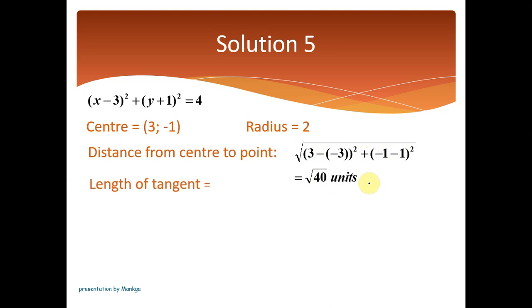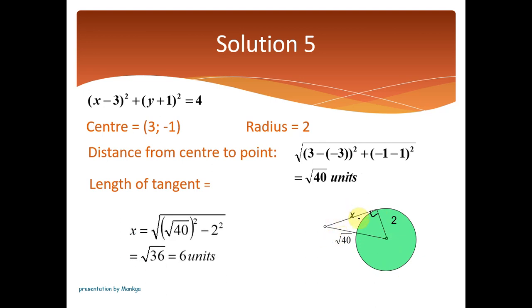Secondly, the length of the tangent. The length of the tangent would be x. So this should be 90 degrees. This one is the radius. This is the point that was given. This is the center we get. So for this one you are simply going to use Pythagoras.